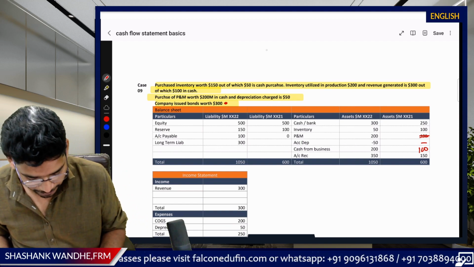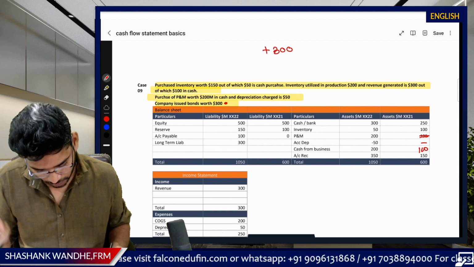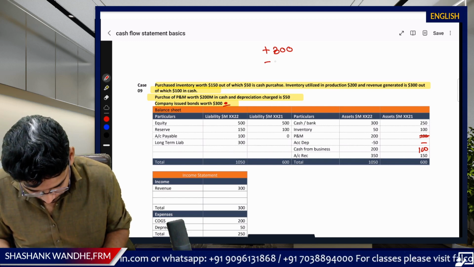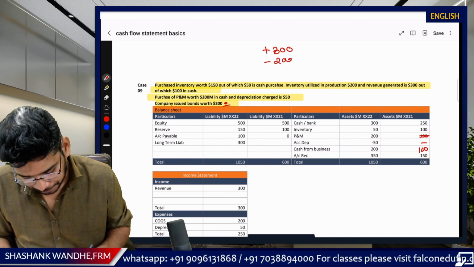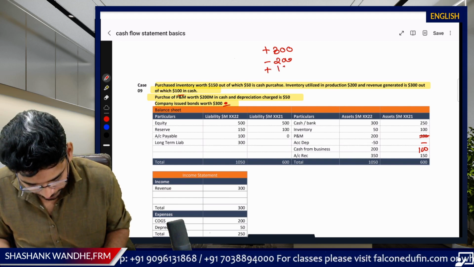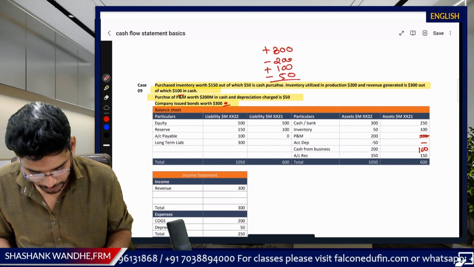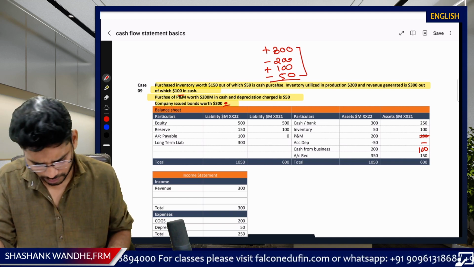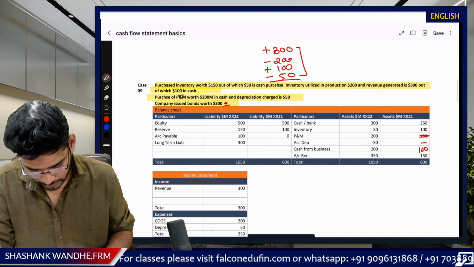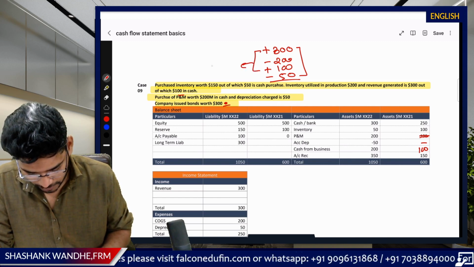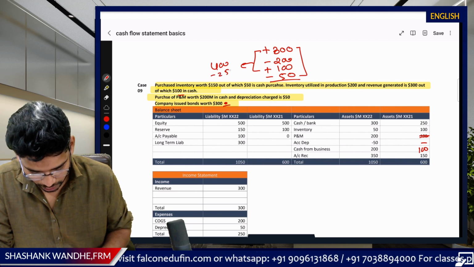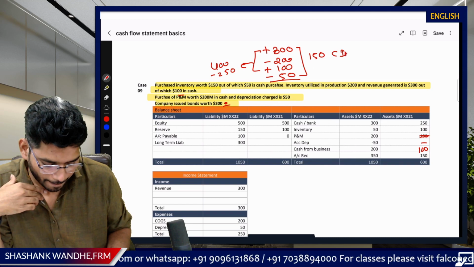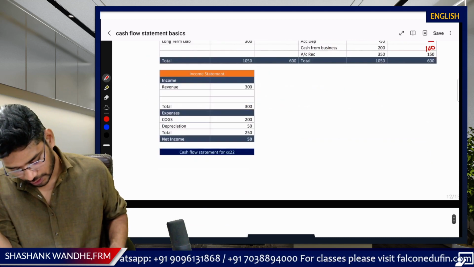So if you just take the cash inflows and outflows, you have this first cash inflow, then cash outflow for the plant and machinery, cash inflow from revenue, cash outflow. Okay, so if you take the total, this is 400 minus 250. So finally, you will have 150 inflow. Okay, 150 inflow.